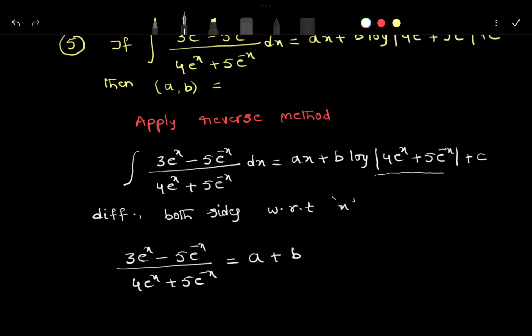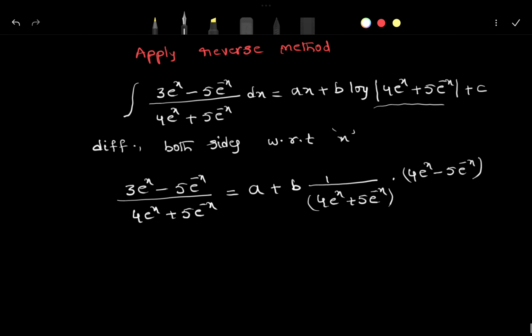Log x derivative is what? 1 by x. So 1 by (4e^x + 5e^(-x)) into the derivative of (4e^x + 5e^(-x)), that will be equal to (4e^x - 5e^(-x)). And c is a constant, so its derivative is 0.